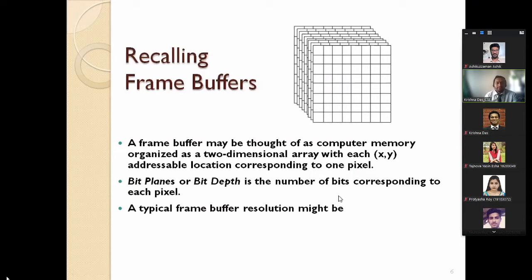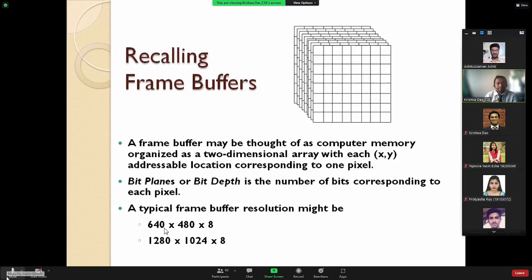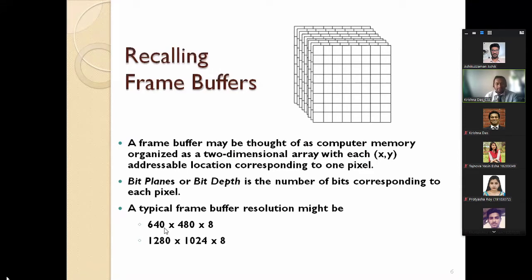A typical frame buffer resolution might be like 640 into 480 into 8. Or 1280 into 1024 into 8, indicating an 8-bit depth color buffer for that resolution. For 640 by 480, 640 is what? Columns or rows?